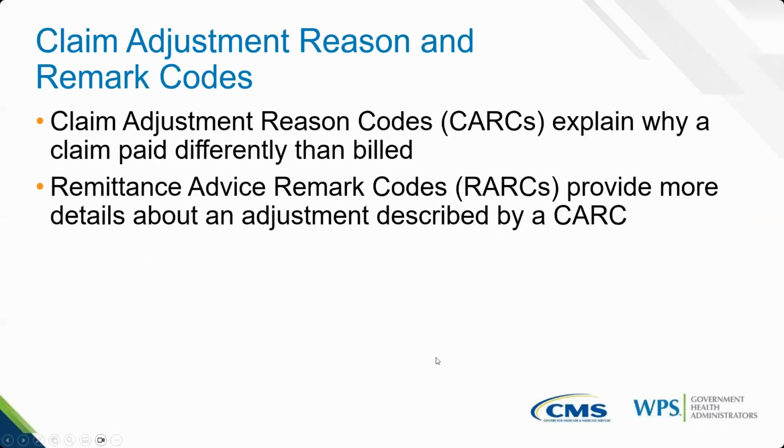On that RA, you will see many, many codes. These provide information about the claim. Claim adjustment reason codes, or CARCs, explain why a claim paid different than what was billed, and remittance advice remark codes, or RARCs, provide more details about an adjustment that's described by the claim adjustment reason code.